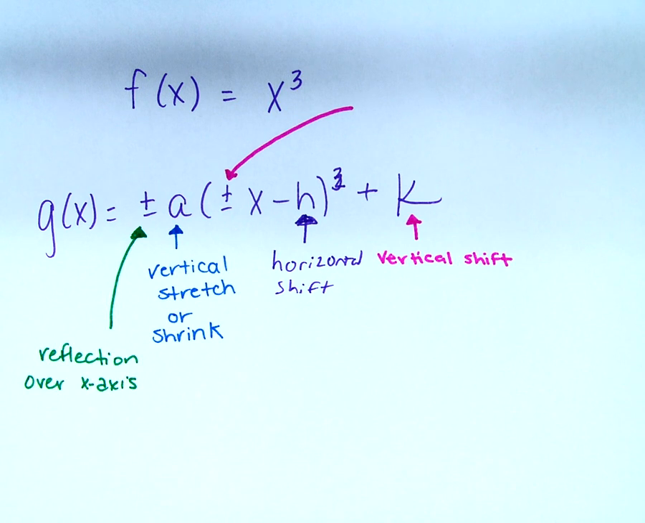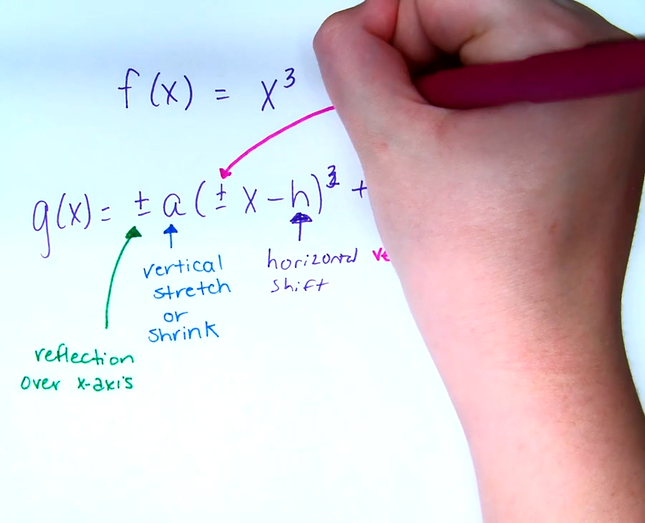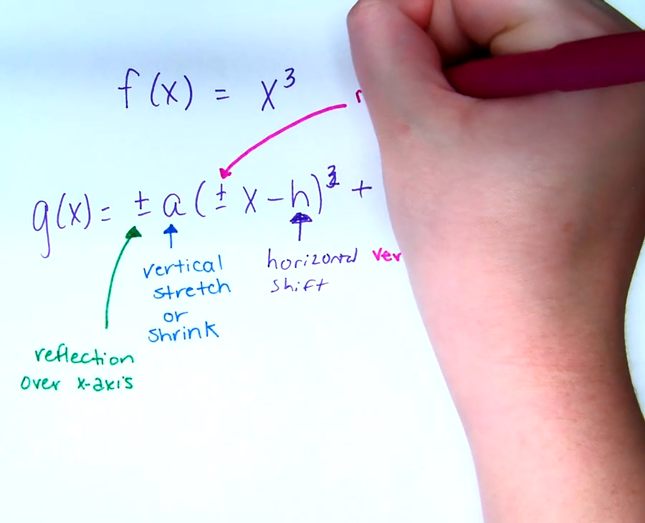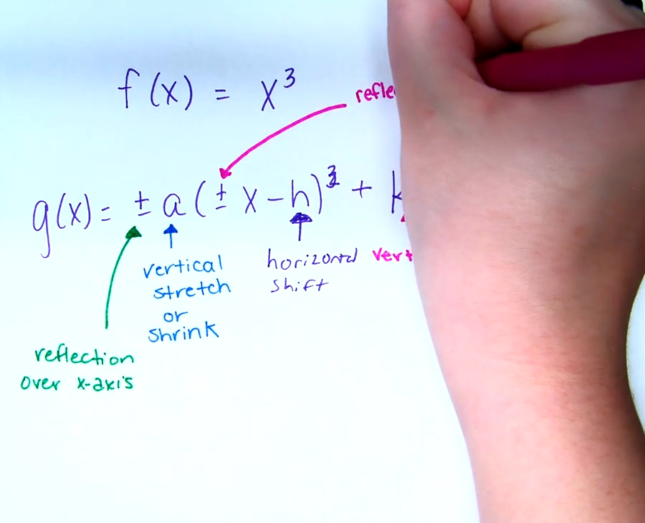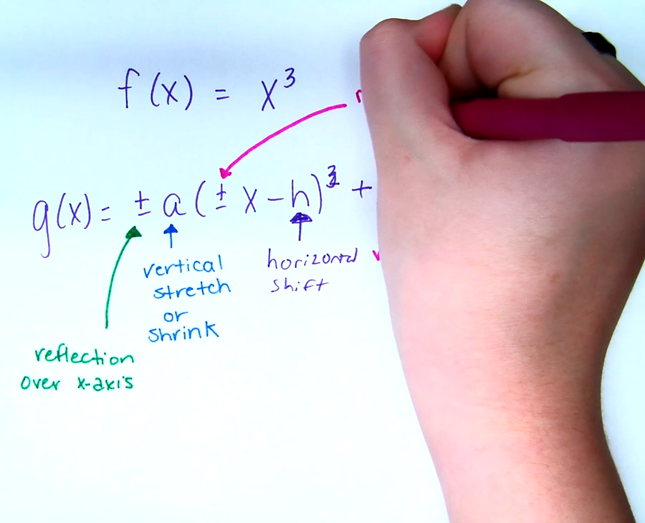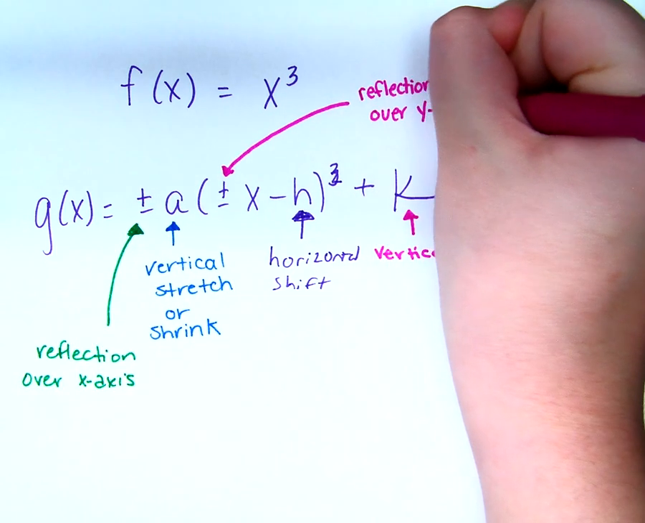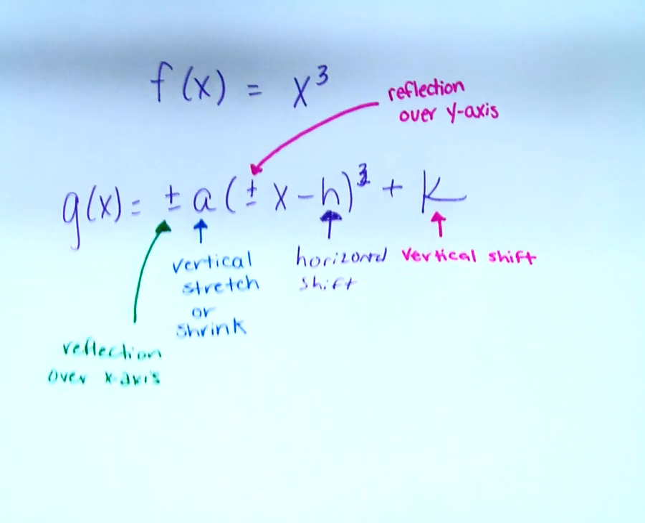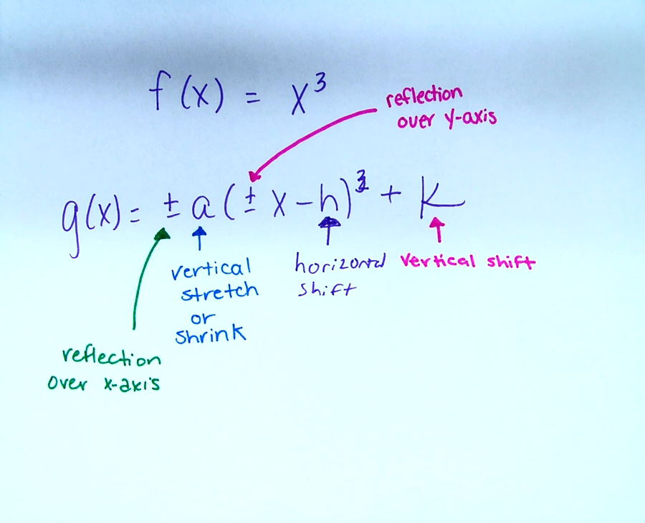So if this is inside the function, what kind of reflection is it going to cause? Good guess. Right. Very good. Would you write it, please? So reflection over y-axis. Perfect.